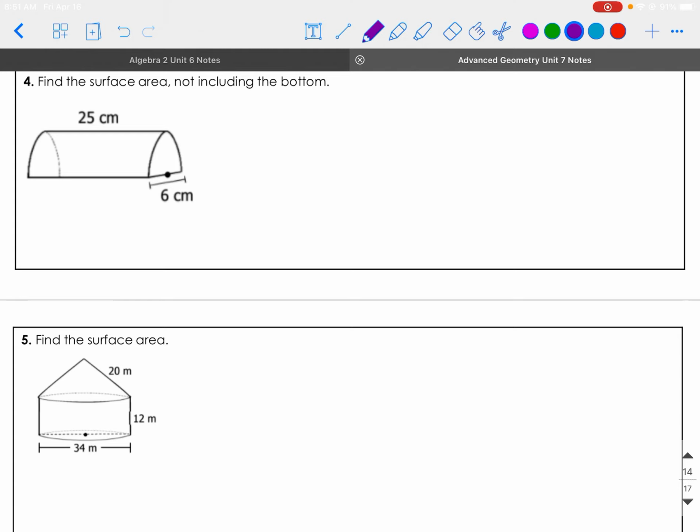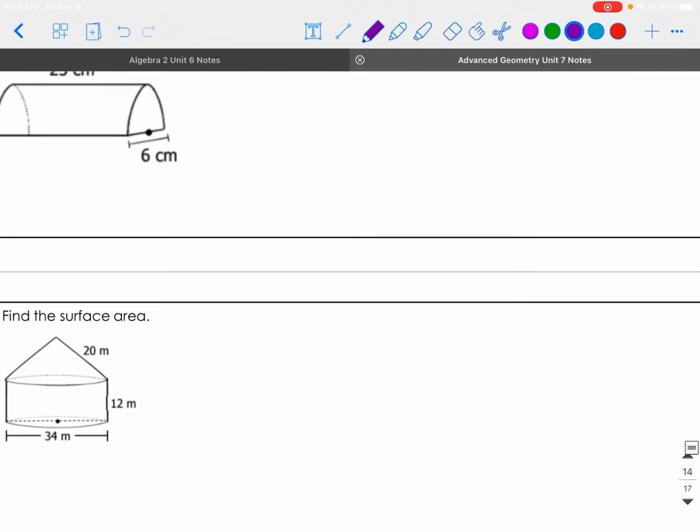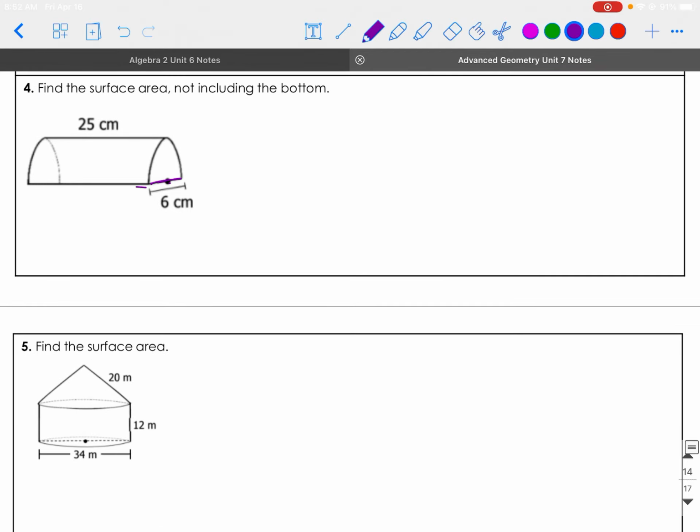All right, number 4, find the surface area, not including the bottom. So basically we have some kind of tube, some solid tube that we've cut, and we're going to paint every part but the part where it's cut. Now, if that wasn't the case, then we would have half, because this is kind of half of a cylinder, right? We would have half of it, but we would also have had to have added in a rectangle here at the bottom. But the question says not including the bottom, so we don't have to worry about that. So really, this is only half of the surface area.